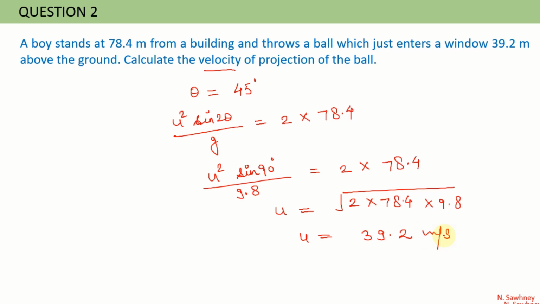So in order to calculate the velocity of projection, we have first calculated the angle of projection, that is 45 degrees, and then we have put this value in the second equation. You can put it in equation number 1 also in order to calculate the velocity, and we have found that the velocity is 39.2 meter per second.